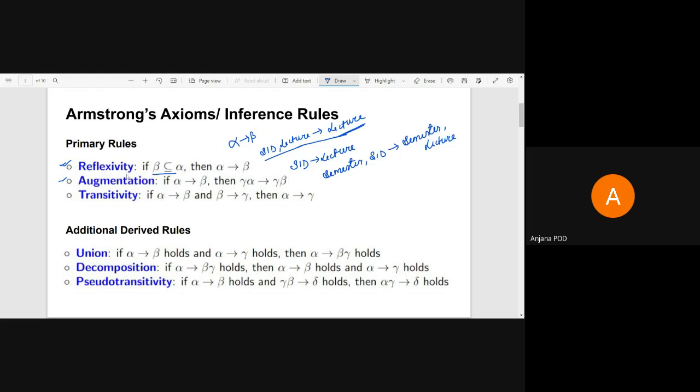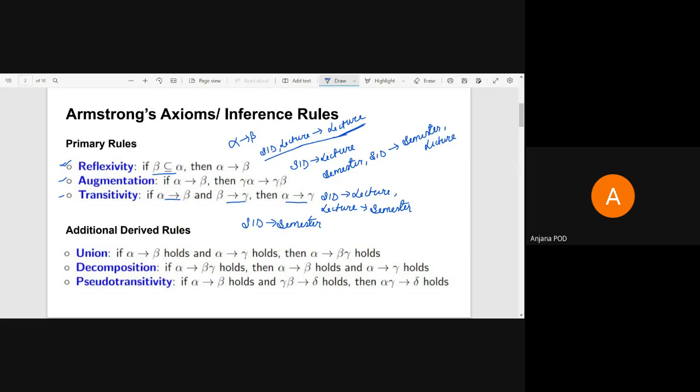Then another primary rule is transitivity. If alpha determines beta and beta determines gamma, then we can say that alpha determines gamma. By that I mean, if sid determines lecture and lecture determines semester, then we can say that sid determines semester by the transitivity rule. Now these were the primary rules.